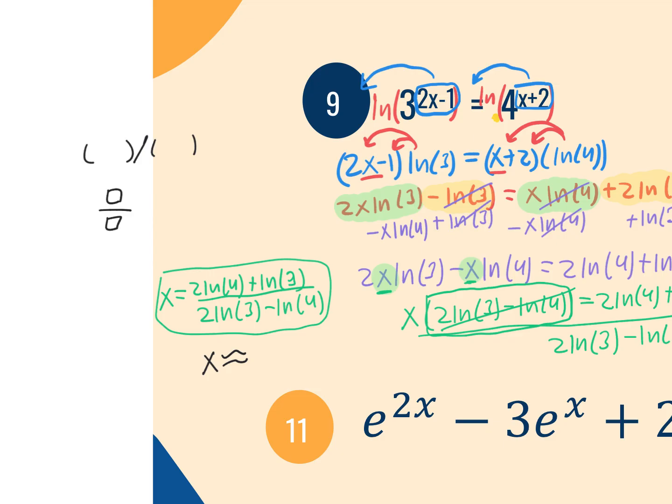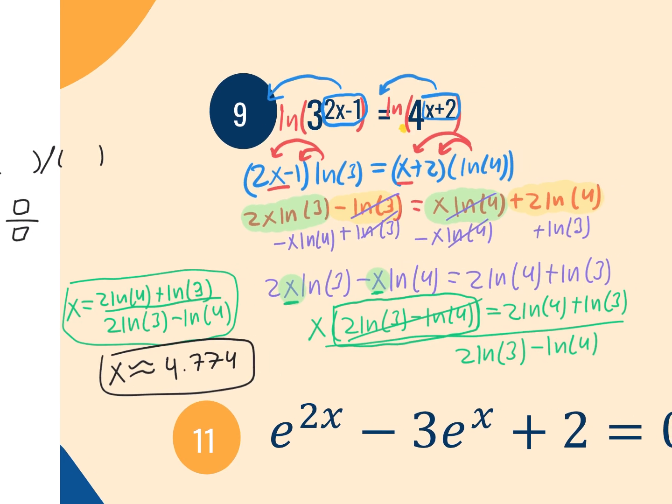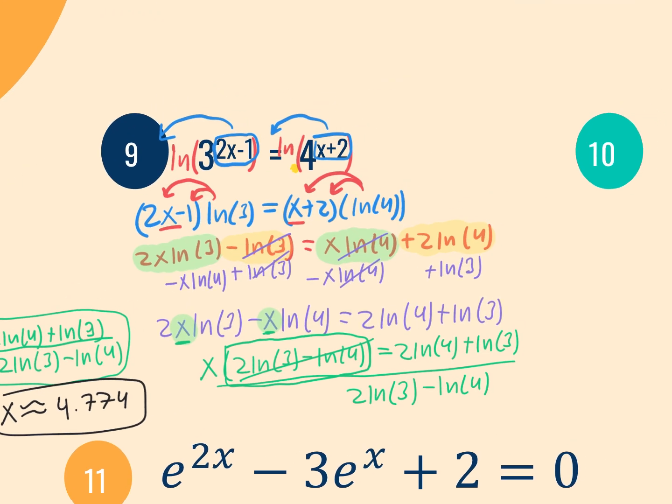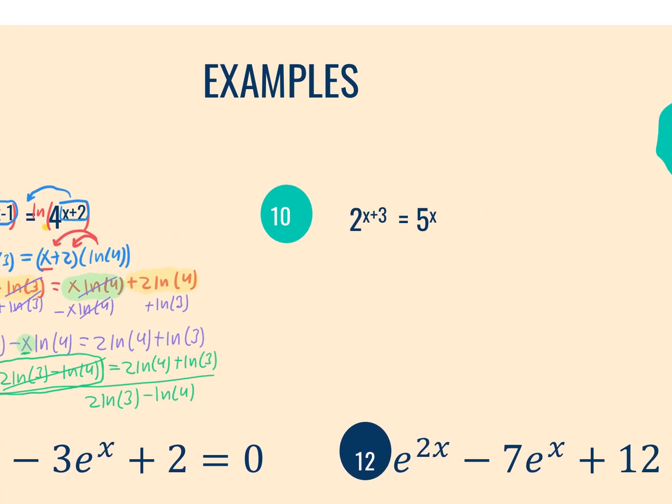And we should get to 3 decimal places, 4.774. All right. So I know, super tedious, that one. Let's try another one just like it so that way you guys can get some more practice.